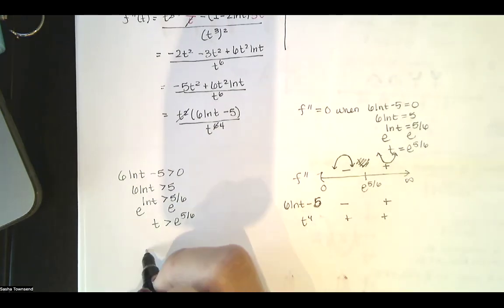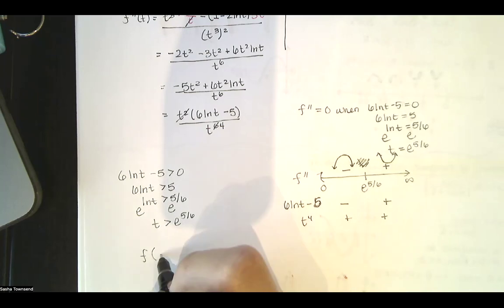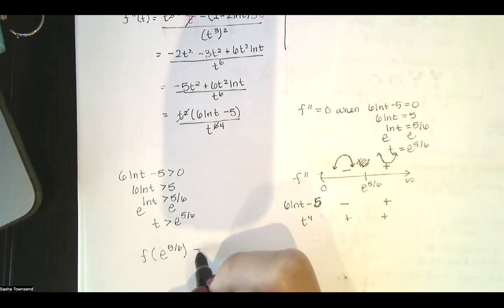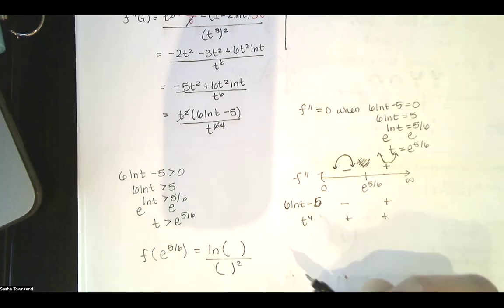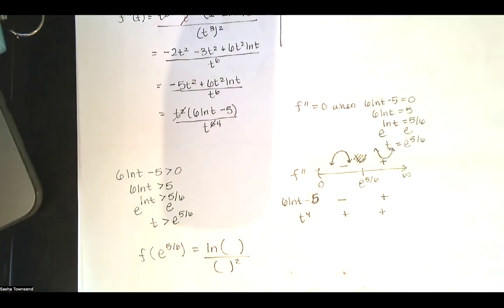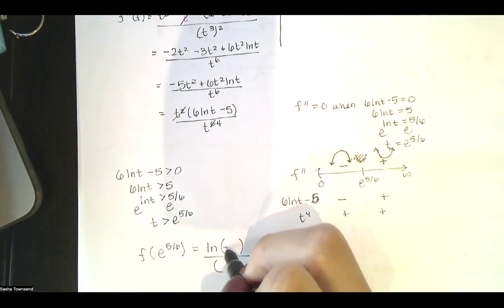Let's find the corresponding y value. F was natural log of t divided by t squared. And now for t, we're substituting in that e to the 5/6.